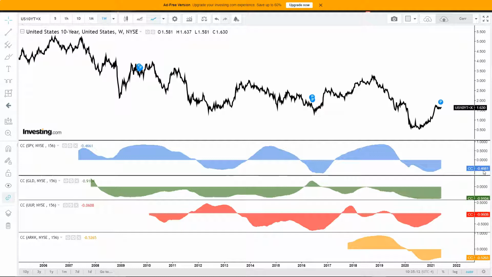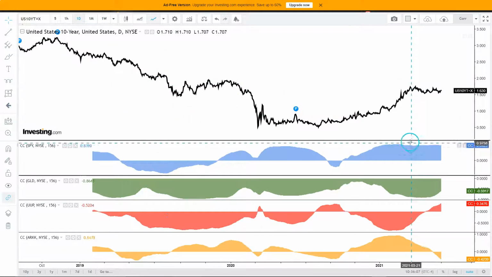So 46% negative, but then we look at gold, then there's a minus 91% negative correlation currently, which means that they more or less move opposite each other. If you look here at the dollar index fund, then there's virtually no correlation. So it's like minus 6 at the moment. And then you have minus 53% with the Cathie Wood ARK Innovation Fund.